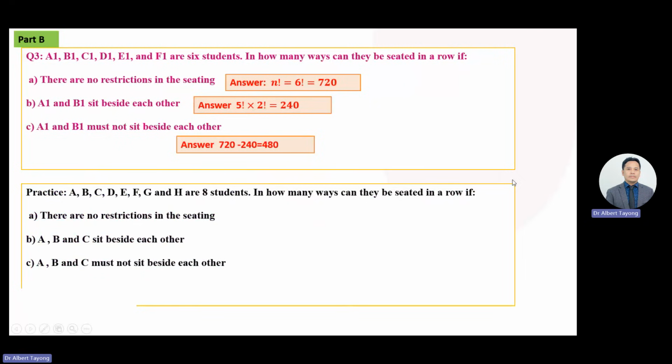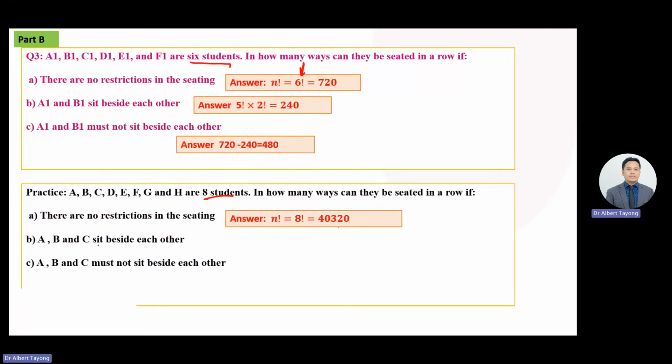Let's have this example here. We have 8 students, A, B, C, D, E, F, G, H. In how many ways can they be seated in a row? First one, no restrictions, so we have 8 factorial, which is 40,320. Here we have 8 students.